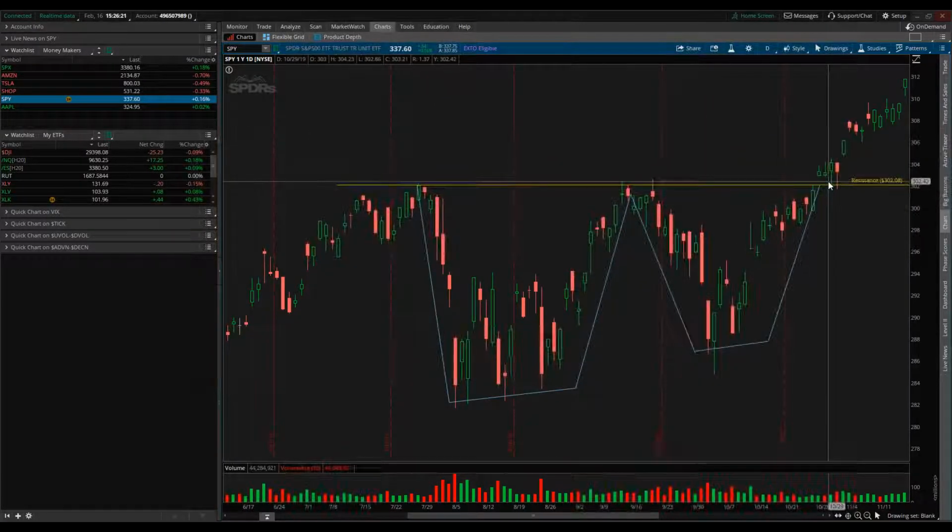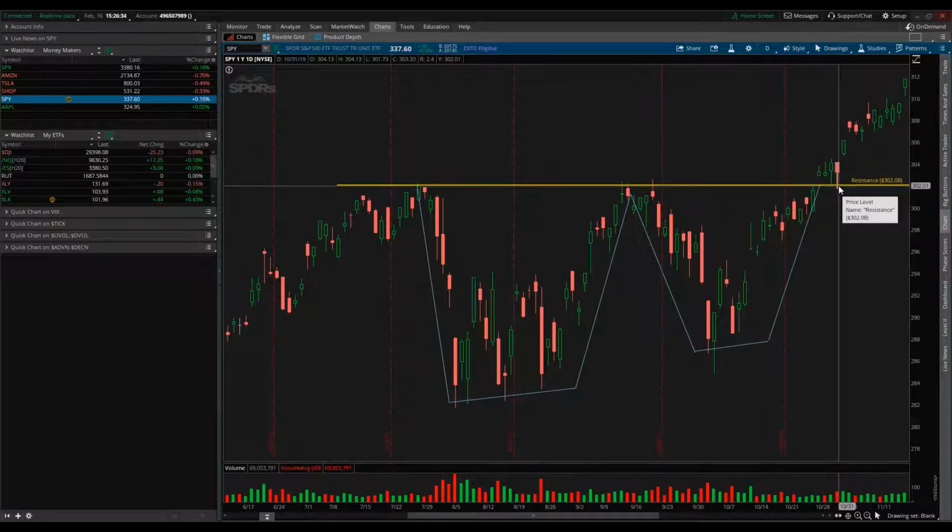And when price got over and held above it, this was a good level to use as a stop loss. This is a good entry. So you could have gotten in at this level, and as long as price held above this level, you'd want to be in that trade.